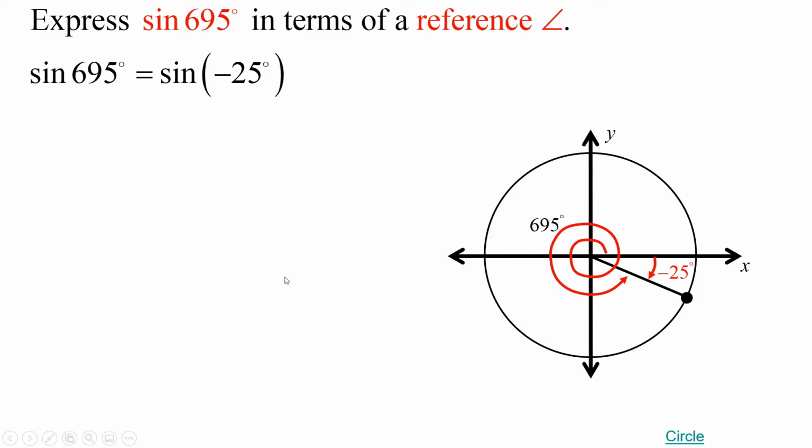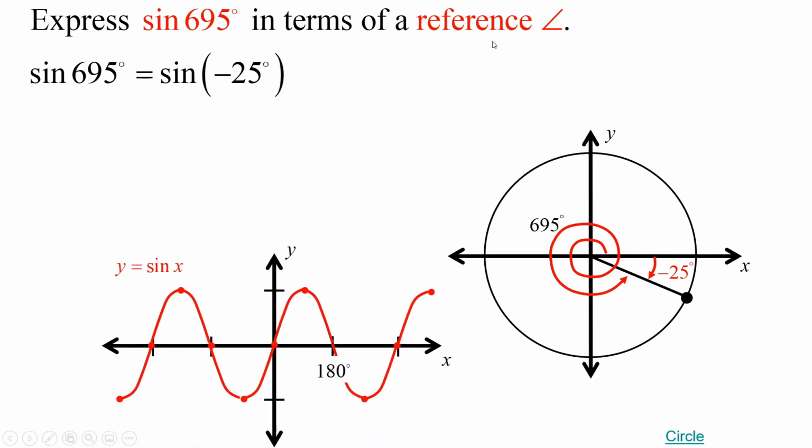All right, there are 2 angles, one positive and one negative, that have the same terminal ray right there. Now they want us to express sine of 695 degrees in terms of a reference angle. You need the definition of a reference angle here. A reference angle has to be a quadrant 1 angle, 0 to 90 degrees exclusive. Negative 25 degrees is a quadrant 4 angle.